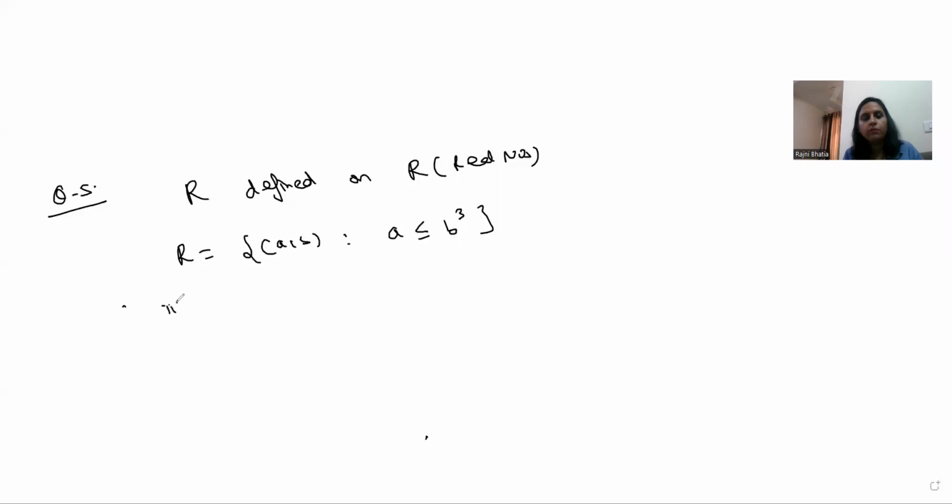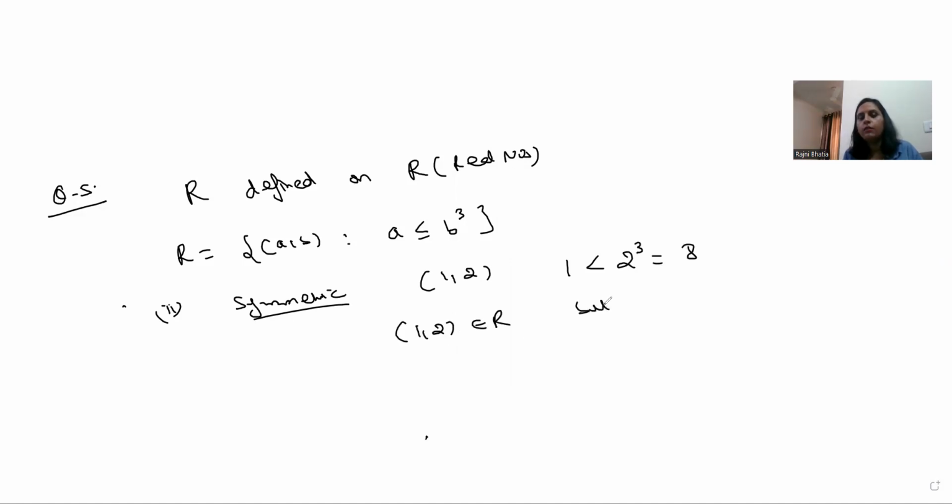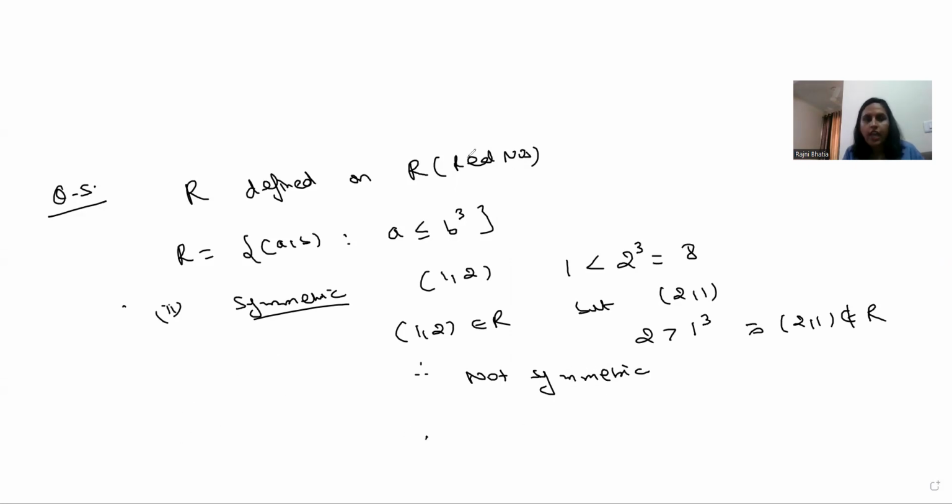So for the symmetric part, we'll take the example 1 comma 2. 1 is less than the cube of 2, which is 8. So 1 comma 2 belongs to R. But if we consider 2 comma 1, 2 is greater than the cube of 1. This implies 2 comma 1 does not belong to R, and therefore we can say that the relation R is not symmetric. And lastly, we'll move to transitivity.